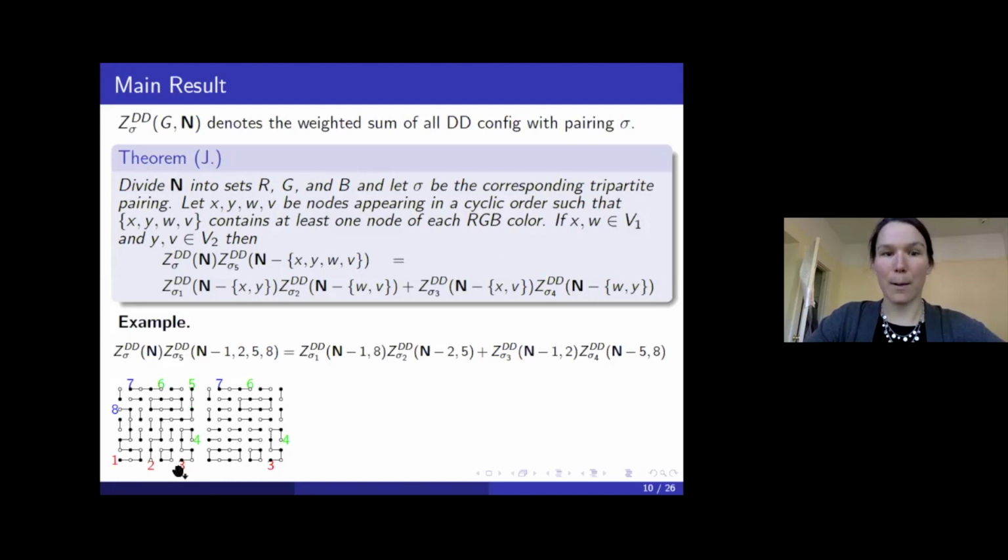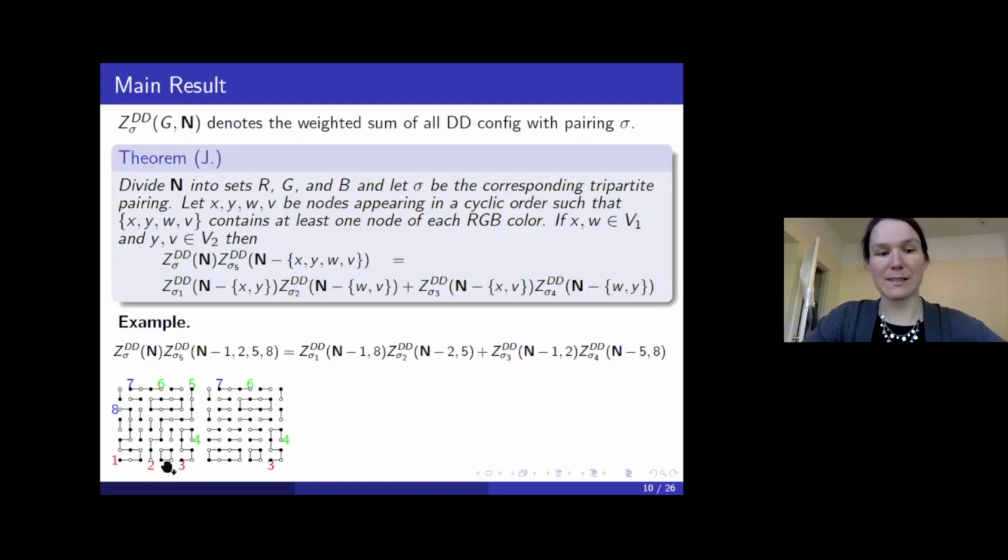And then, like in Quo's theorem, we have 4 nodes that are appearing in a cyclic order. In this example, it's 1, 2, 5, and 8, with the condition that 1 and 5 are both black and 2 and 8 are both white. And we also have a condition that we want the set X, Y, W, V, the 4 nodes that we picked, to contain one of each RGB color, but let's not worry about that too much right now.